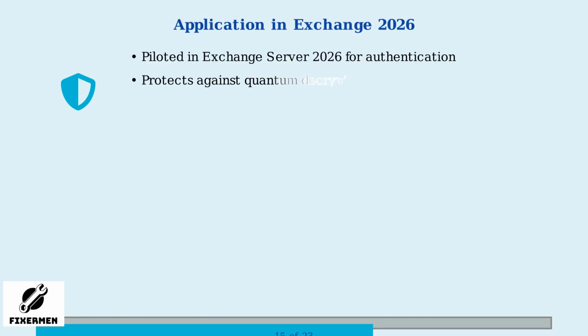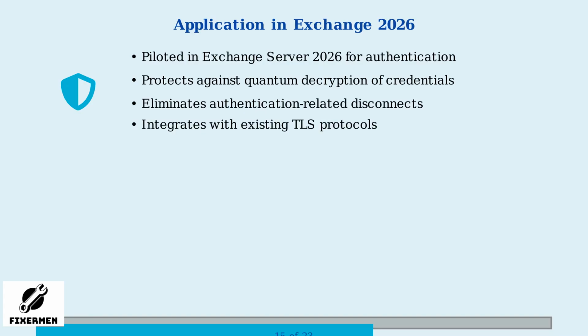Key principles include lattice-based cryptography, hash-based signatures, and multivariate cryptography. These methods are designed to withstand quantum attacks and maintain security for future-proof systems. In Exchange 2026, Microsoft is piloting quantum-resistant encryption specifically for authentication processes. This implementation uses post-quantum cryptographic algorithms to secure user credentials and connection handshakes.